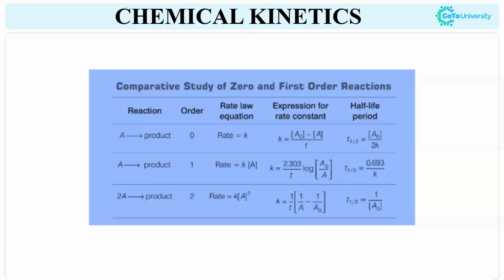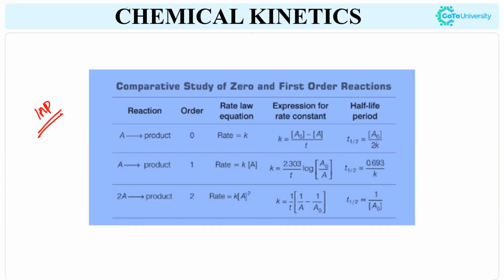Now, this is a table to represent the rate law equation, the rate constant, and half-life period of the different order of reactions. Usually the important types of reactions are zero order, first order, second order. So we have to know the rate law equations, expression for rate constant, and half-life period of these three types: zero order, first order, second order. This table gives you a simple idea regarding this. So this is very important.